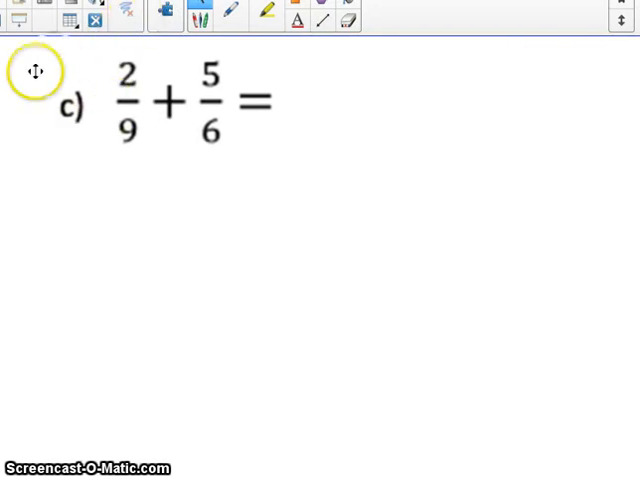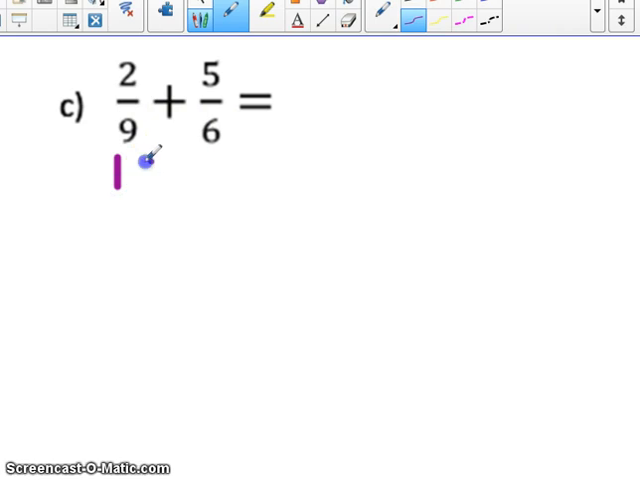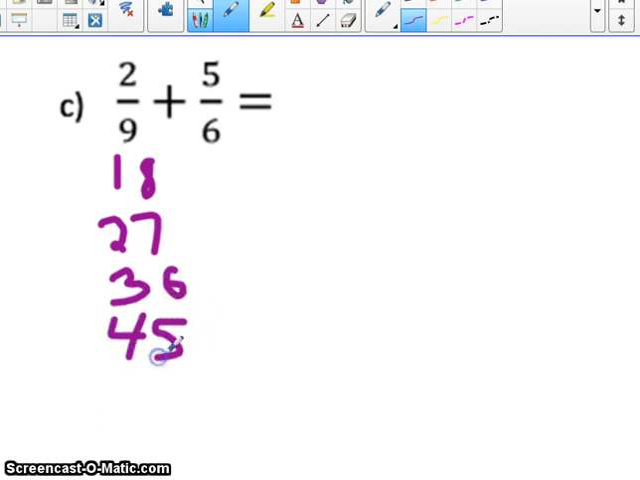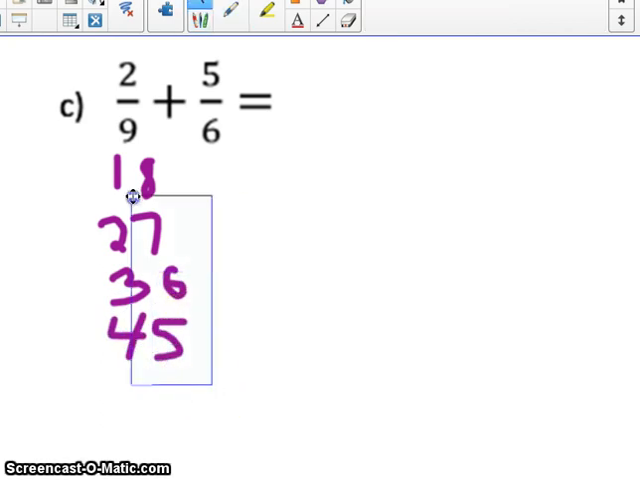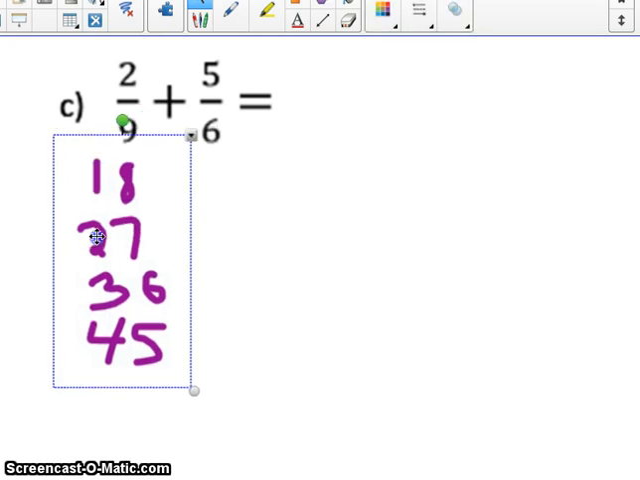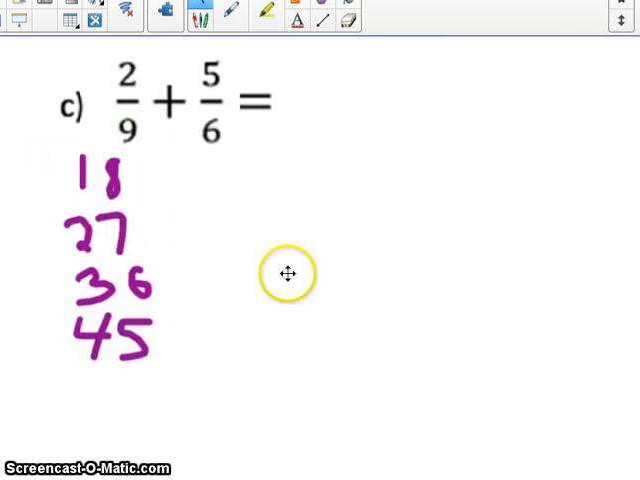Okay. Smartboard lesson. Let's look at two fractions. Got to find the common denominator. First of all, you've got to list all the multiples of these two numbers. So 9, 18, 27, 36, 45. That's pretty good. Sometimes you need to go further. Sometimes you're good with those numbers. Let's just move them over here.